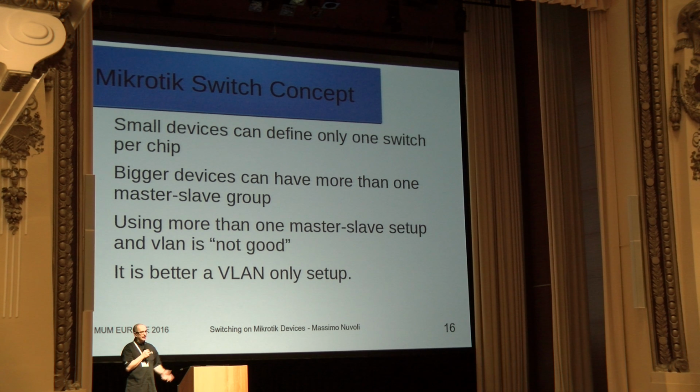So in small devices, you can define only one switch group. In a bigger device, like the CRS125, you can define a lot of them. But if you mix configuration with VLAN and more switch groups, this works, it's right. But even in the documentation, if you read the wiki, it says that it's not good, because we are mixing some configuration between VLAN and switching. After the presentation, there is an explanation about this problem.